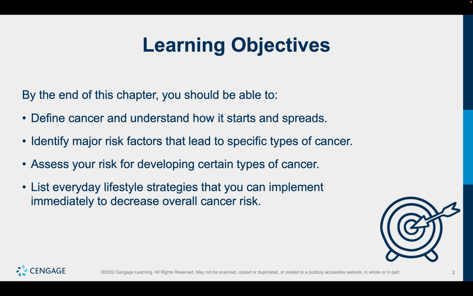Let's begin. Learning objectives. By the end of this module, you should be able to define cancer and understand how it starts and spreads, identify major risk factors that lead to specific types of cancer, assess your risk for developing certain types of cancer, and list everyday lifestyle strategies that you can implement immediately to decrease overall cancer risk.